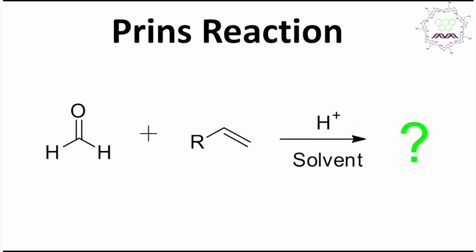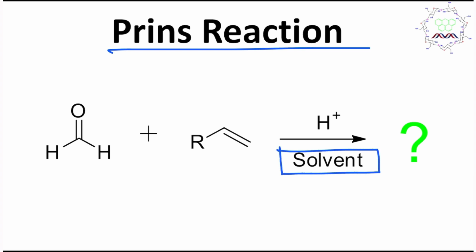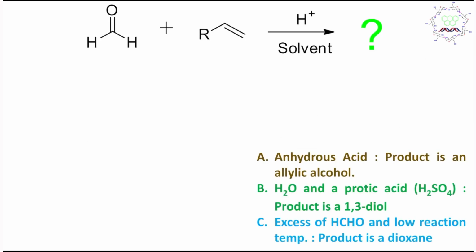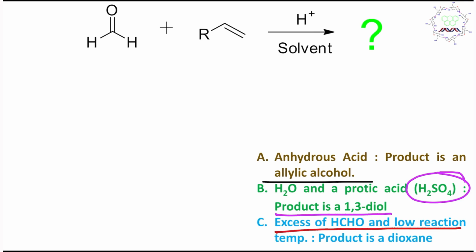Now let's come to our main topic, the Prins reaction. Actually, as I told, depending on reaction condition, three different product formations are possible, and in this case the condition is mainly the solvent you may consider. So what are the three different conditions? One is anhydrous acid, which produces allylic alcohol. Second is water and protic acid like sulfuric acid. In this case the product is 1,3-diol. And the third is excess formaldehyde and low reaction temperature, and in this case the product is dioxane.